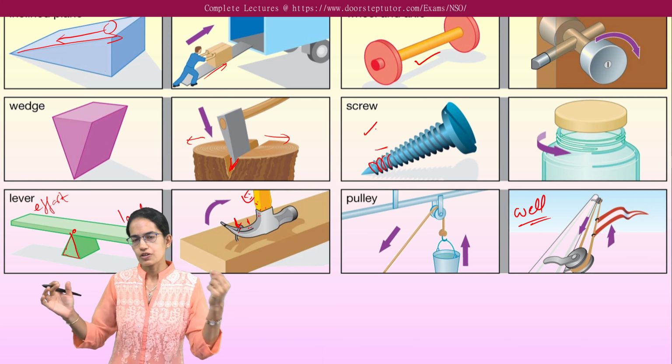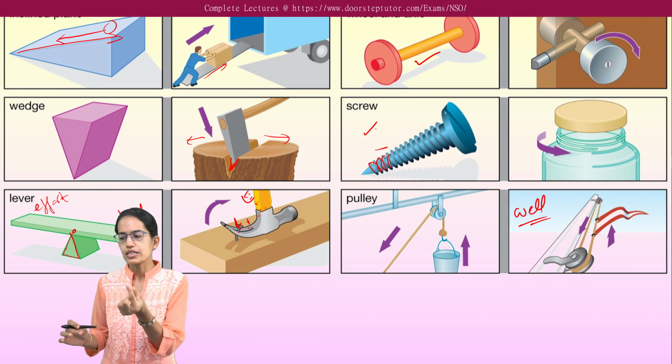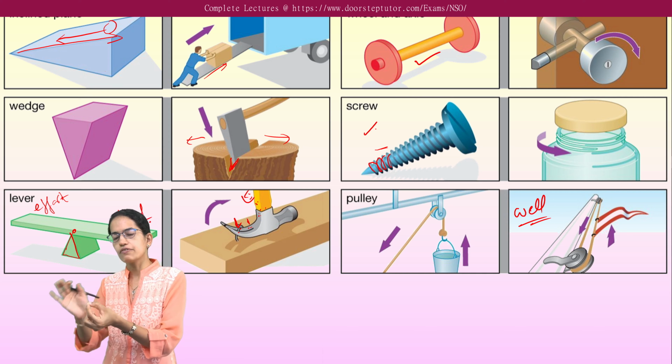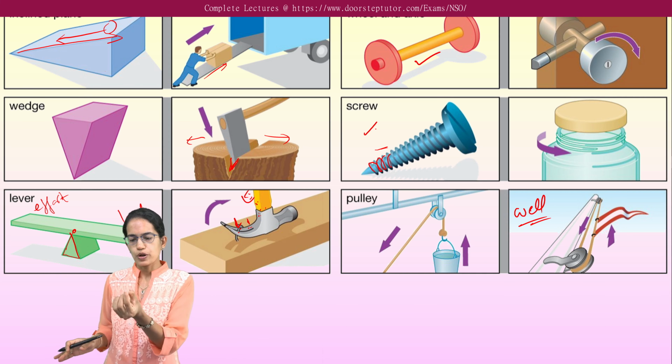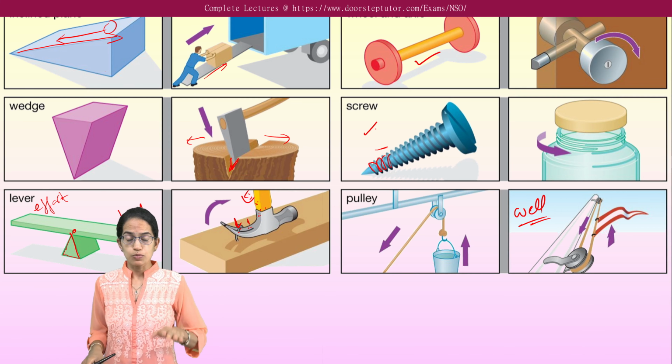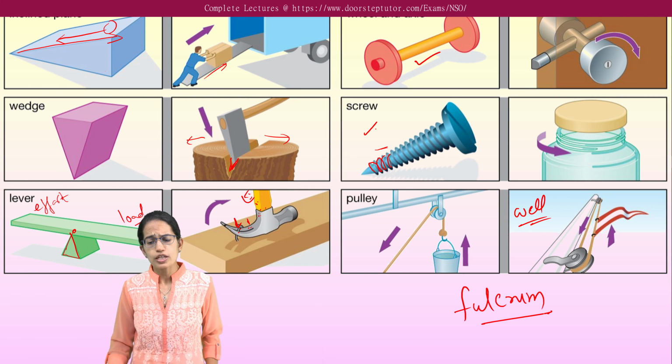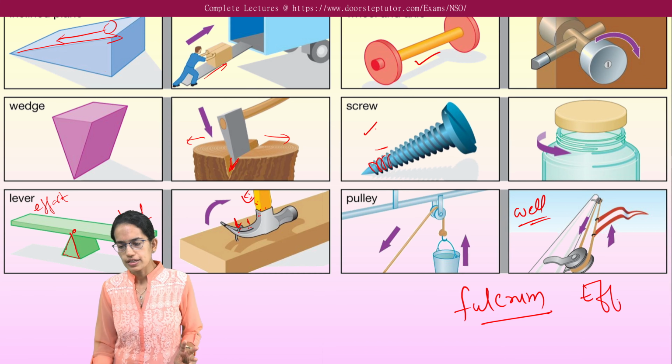It could be a center or it could be a peripheral point, but that point is a point which is fixed and through which the lever moves. So in a seesaw, this point is fixed and across it the lever would move. Now this point is called as what? This point is called as fulcrum. So lever has three components: fulcrum, effort and load, right?